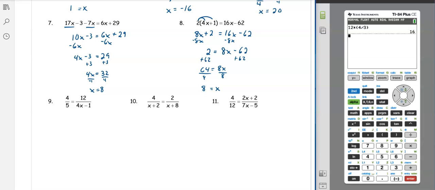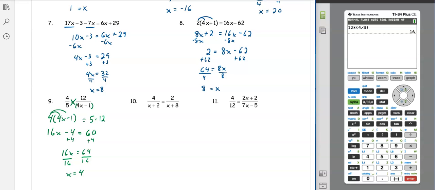Now the other part here, these are proportions. A proportion has two fractions that are set equal to each other. So in order to solve, we are going to cross multiply. So in number 9, when you cross multiply, the numerator of one multiplies with the denominator of the other. Make sure if there's multiple terms that it gets parentheses around it. So we would have 4 times 4x minus 1 is equal to 5 times 12. We can distribute our 4. 16x minus 4 is equal to 60. Add 4 to both sides. 16x is equal to 64. Divide by 16, and we get x is 4.